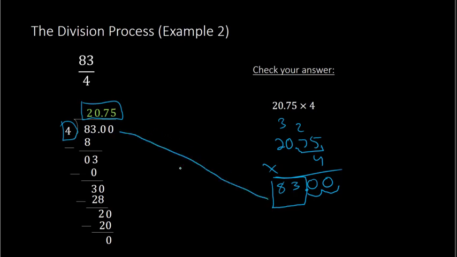So because that number matches up with this, the original dividend, that means we did the division process correctly.